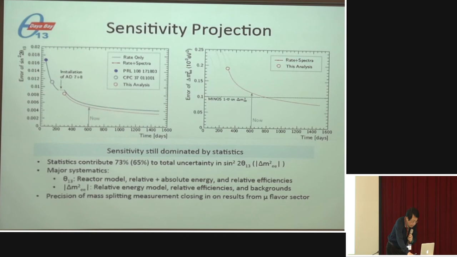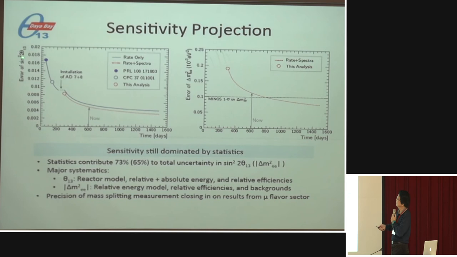The sensitivity, this is shown, this is old already, we have already updated down here. So the gain, actually, you can see for the sin² 2θ13 is minimal now, okay? But we still have some sensitivity gain on the Δm². So this just shows you how much we can expect at the end.